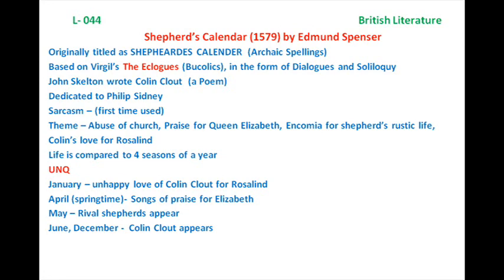Now, who is Virgil? In Roman history, we have a poet named Virgil. In the 1st century BC or around, he wrote a work called the Eclogues. It is also called bucolic, and in the same structure, this work is written by Edmund Spenser.